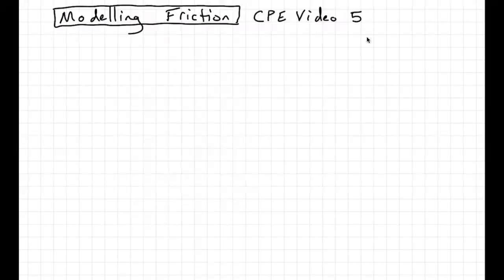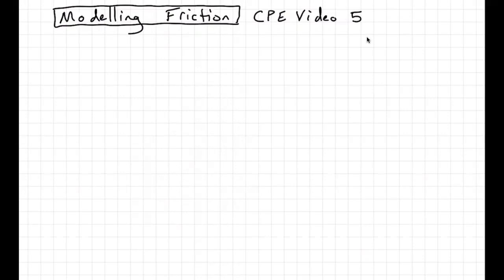Hi everyone. This video is intended to give a really quick introduction to the most common model for friction that you'll see and that we'll work with in class. This is a simple model. It's not the most accurate model, but it is pretty good, and it provides a way to get into some of the specifics of problems with friction that we haven't been able to do so far.